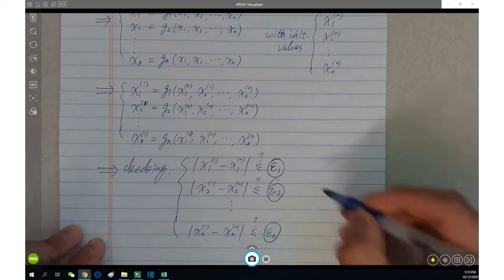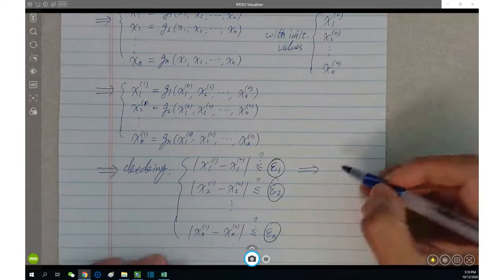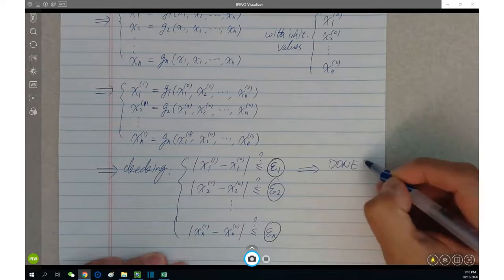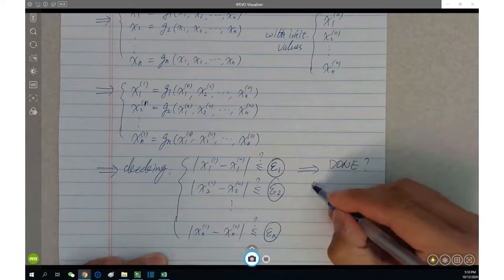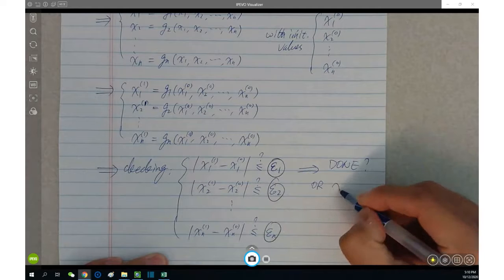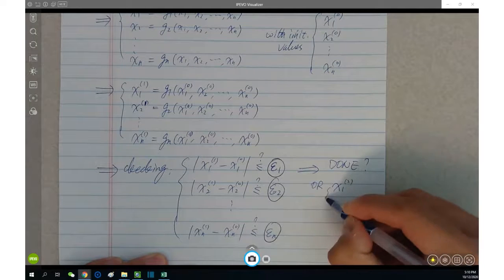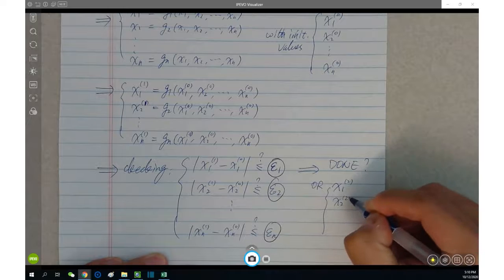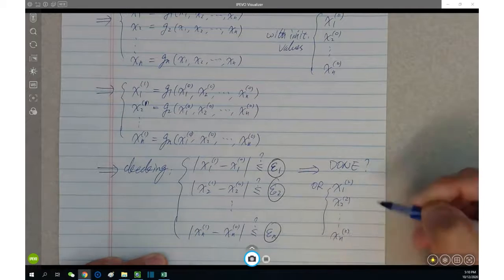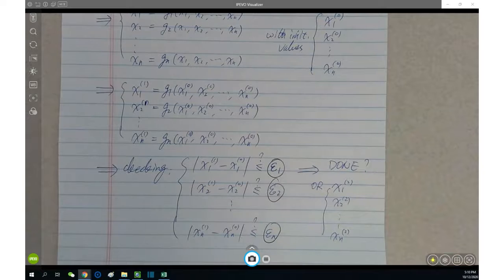And then either hooray, or x1 of 2, x2 of 2, up to xn of 2 for the next step iteration, right? No, of course, it's not going to be done by the first iteration step. That's of course impossible.